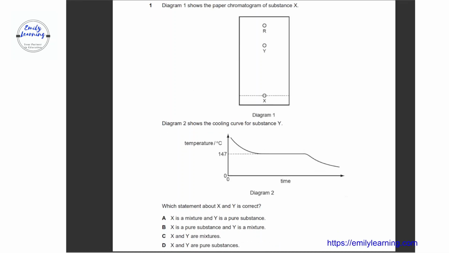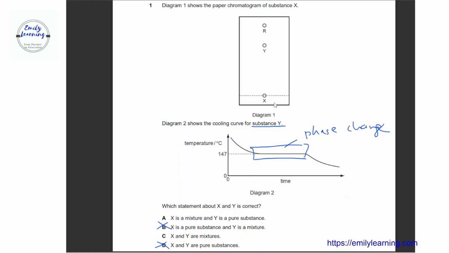So if we look at the options A, B, C, and D, we can eliminate B and D because X is not pure, because it's made of Y and R. Next, diagram 2 shows the cooling curve for substance Y. If you take a look at the cooling curve for substance Y, this part occurs at a fixed temperature, and this is when it undergoes a phase change.